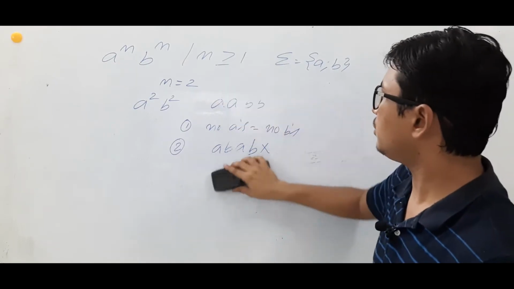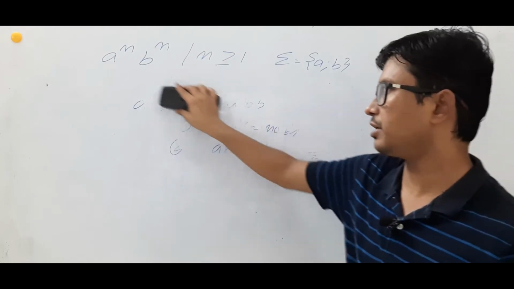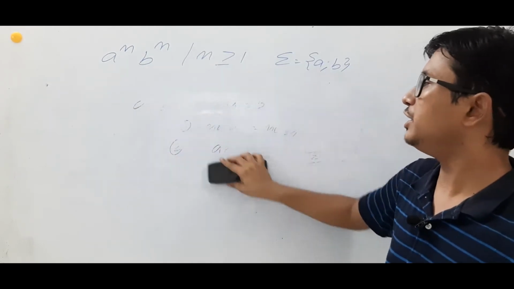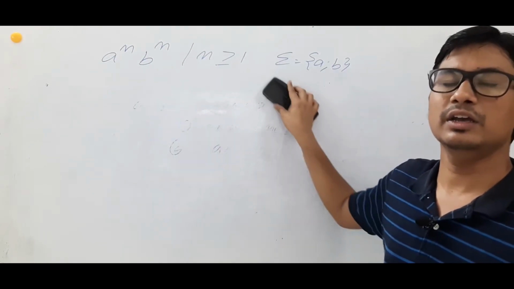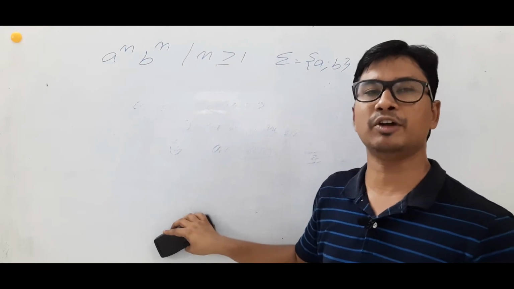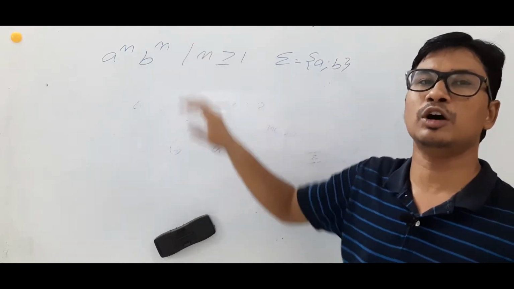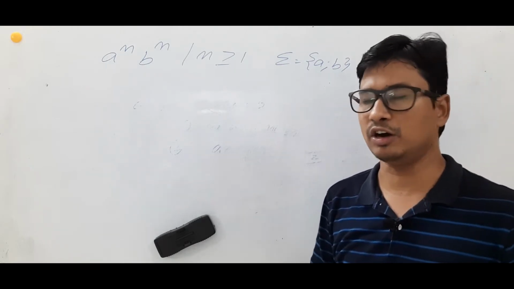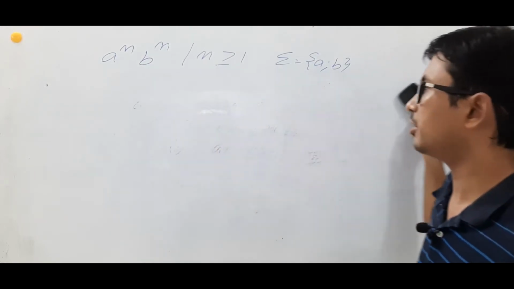Now we have to do one thing. We need to count the number of a's, and then count the number of b's, and check whether the number of a's is equal to the number of b's or not. If they are equal, then only we can say that the string belongs to this language. Otherwise, the string does not belong to the given language. Now my point is, how can I count the number of a's and the number of b's?